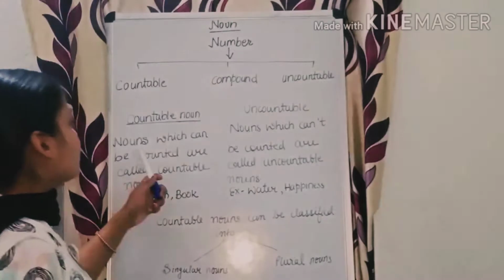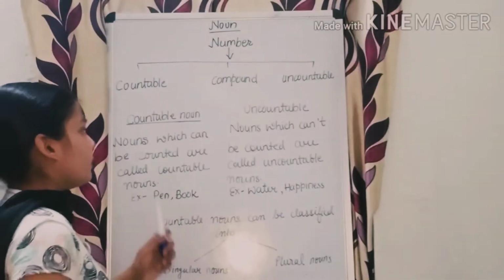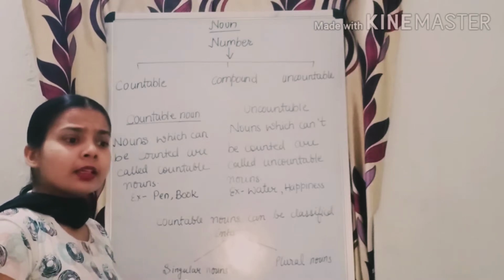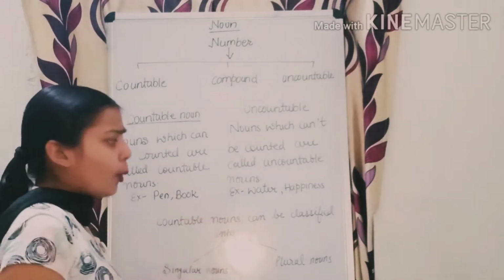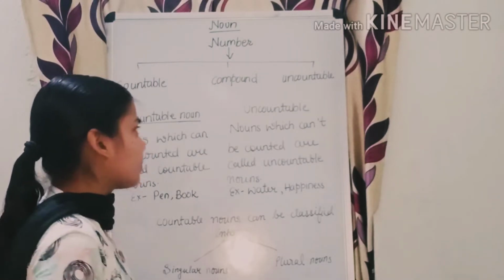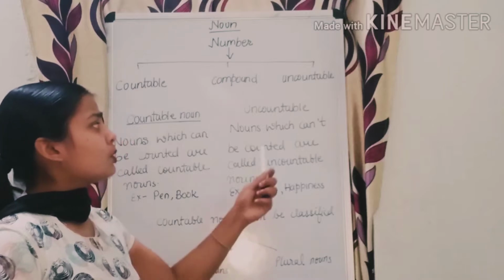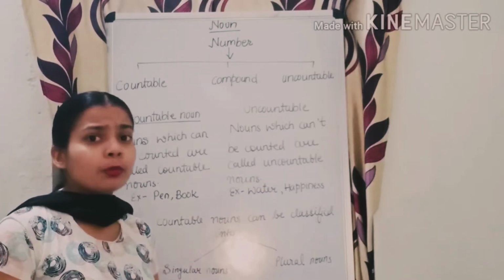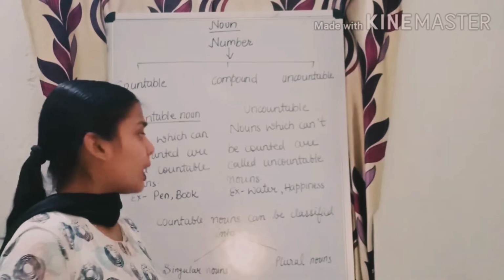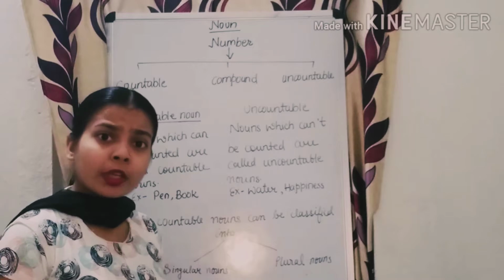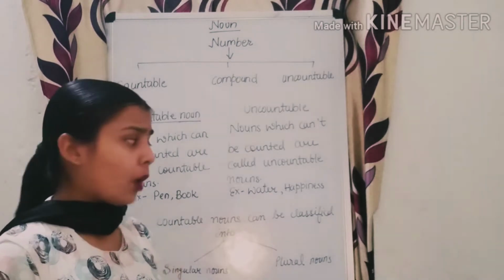Countable nouns are those nouns which can be counted, like pen, book, hand, eyes, copy, board, marker. These things you can touch and you can count. Uncountable nouns are those nouns which cannot be counted, like feelings or emotions that you can't count, like water, happiness, sadness, bravery, soil. These things you cannot count.